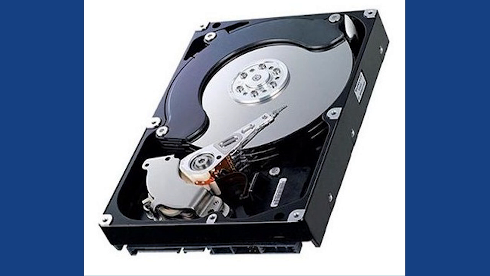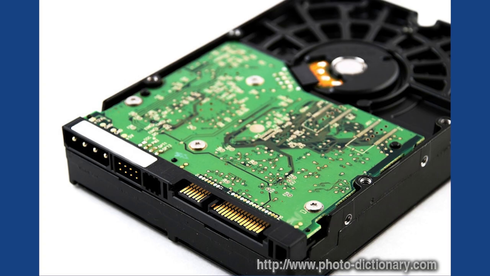On the backside of the hard drive, you'll see something that looks kind of like this. Part of a circuit board is here, and part of it is where you can see the back of that spinning platter. So this is another example of a hard drive from a different view.